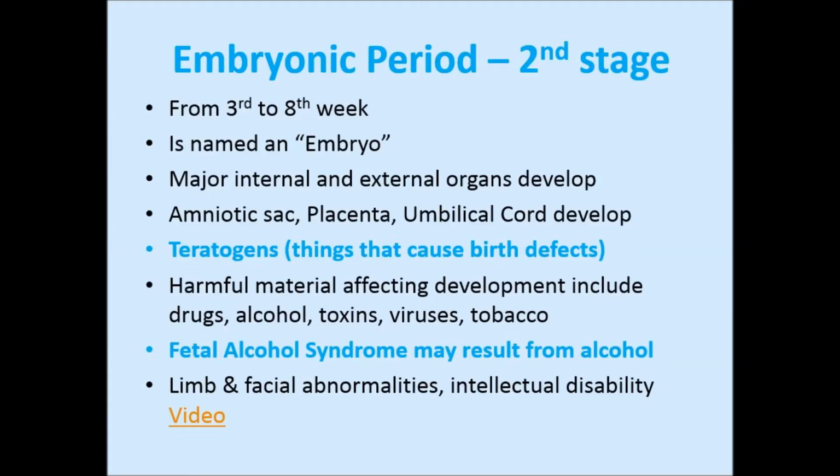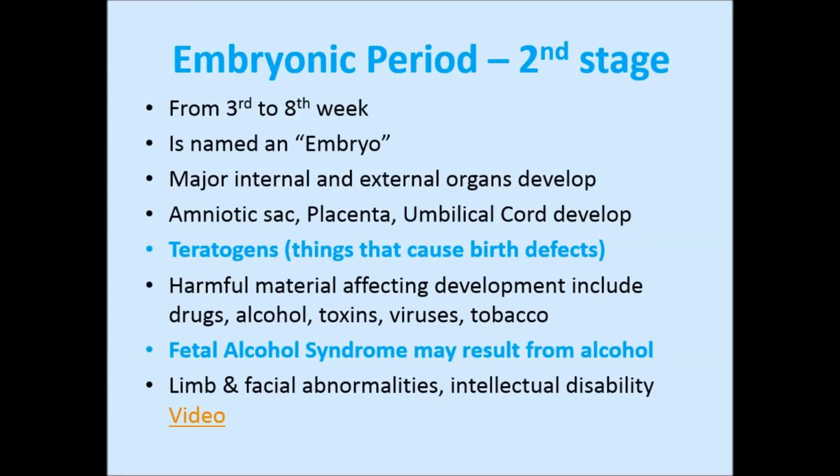After the germinal period, the first period, the embryonic period follows, and our little human being is called an embryo. This next stage, the second stage, lasts from the 3rd to the 8th week, and during this time period the major internal organs begin to develop. Also the placenta, an attachment to the side of the womb, and the umbilical cord develop.